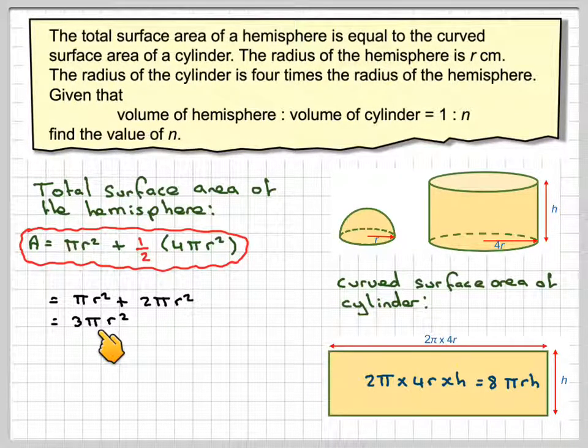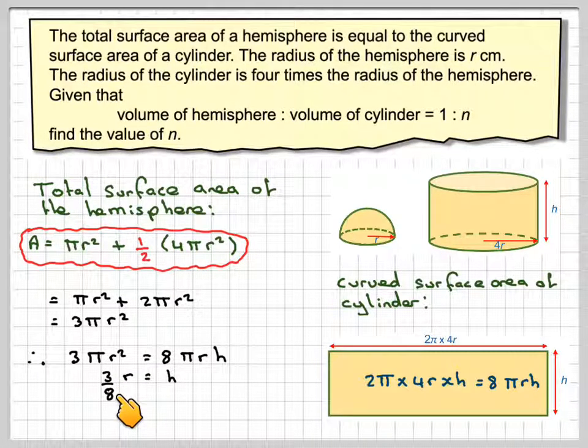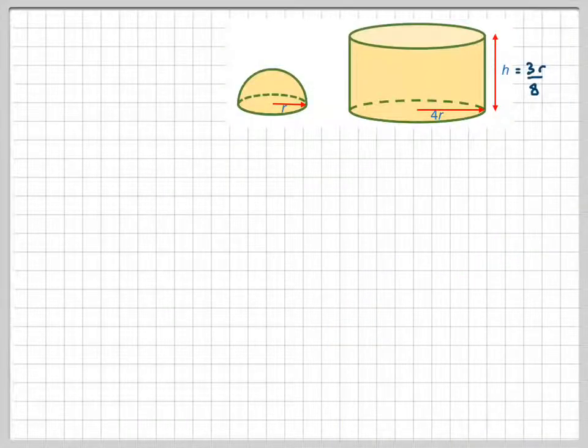Now this area is equal to this area, so we can say that 3 pi r squared is equal to 8 pi r h. Now this will allow me to give an expression for h in terms of r only. So dividing this side by 8 pi r and doing the same to this side will leave me that h is 3/8 of r. The pi's will cancel out, and now r squared divided by r gives me r, and then 3 divided by 8 gives me 3/8. Okay, so now we can go to the volume.